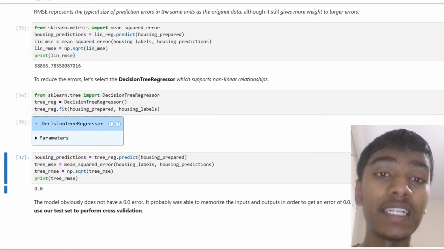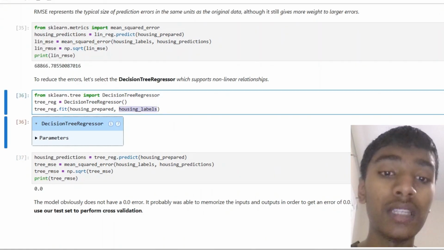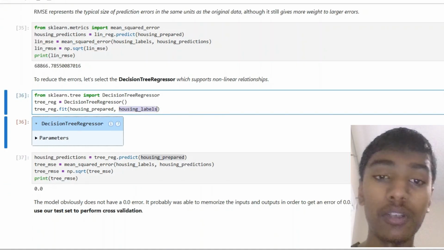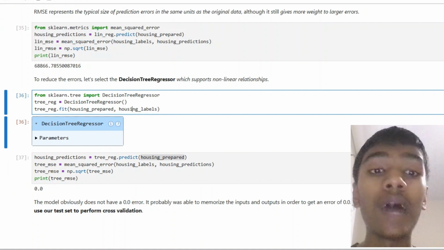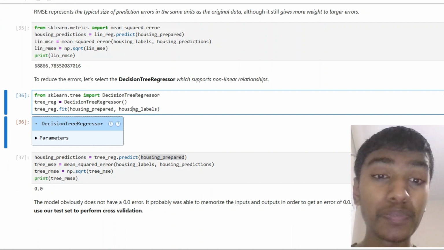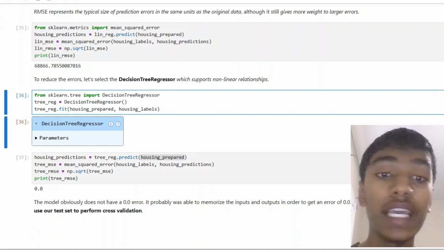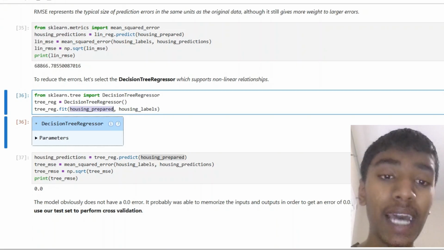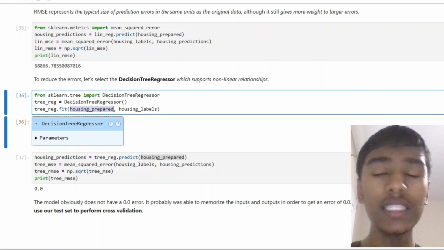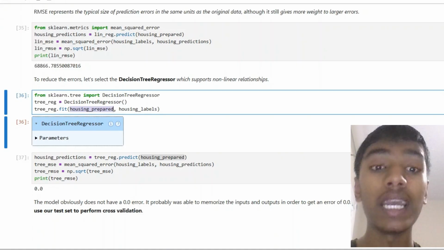Well, the reason for that is the model actually looked at the housing labels and directly mapped the housing prepared data to our housing labels. We obviously don't want that. We want the model to actually be able to predict future data rather than simply memorizing the patterns in the housing labels. So a better technique is, rather than passing in the housing prepared data, which is our training set attributes, we should pass in our test set attributes, and compare the predictions to what the actual results were in our test set.